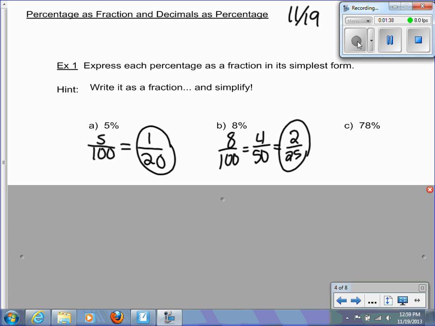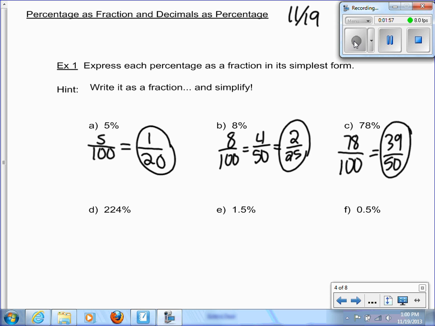Raise your hand when you're done. Who has an answer for me? Kanji? I got 39/50. 39 over 50 is correct. 78 over 100: 80 divided by 2 is 40, so 78 divided by 2 must be 39. Okay, good. Let's look at these other examples here.